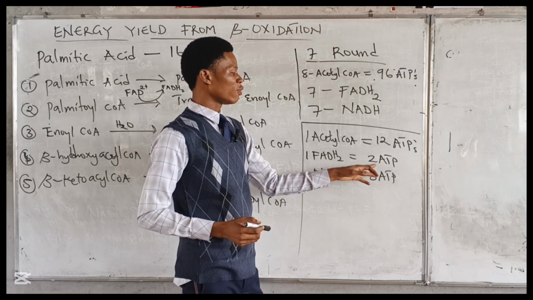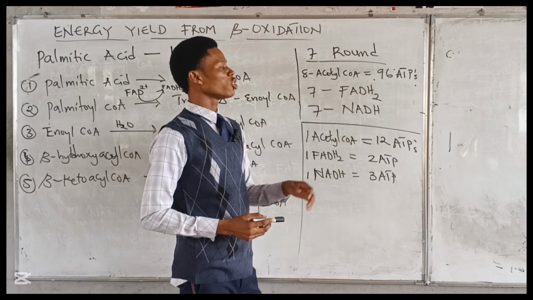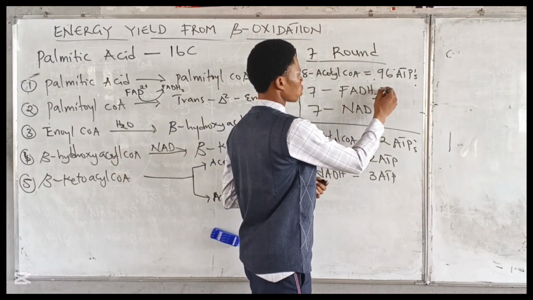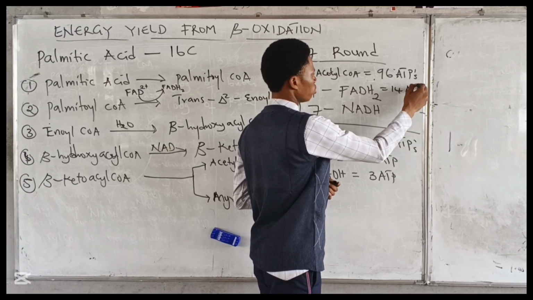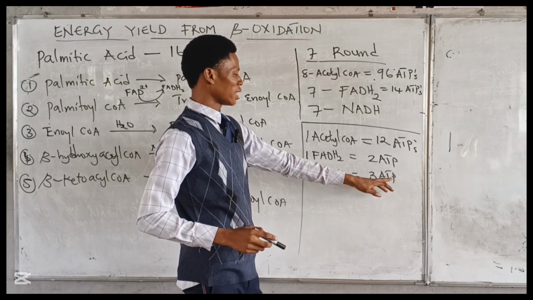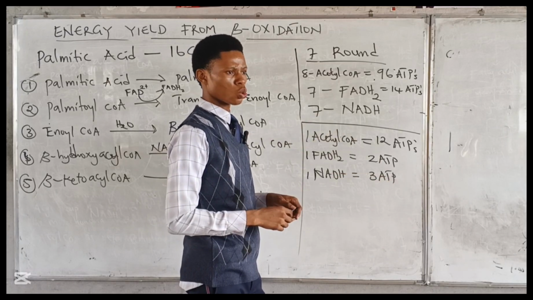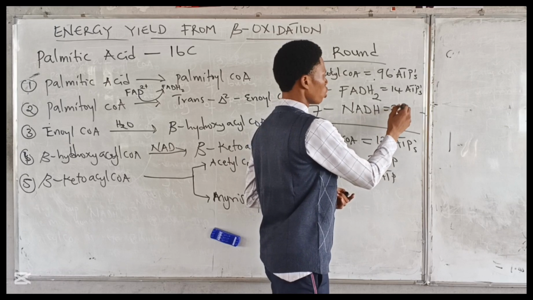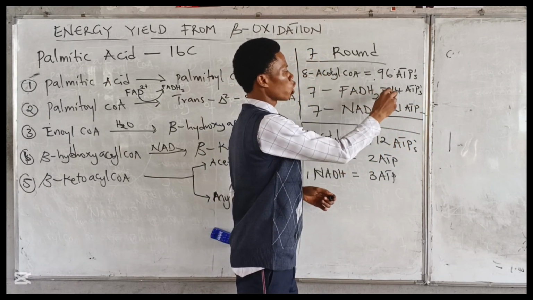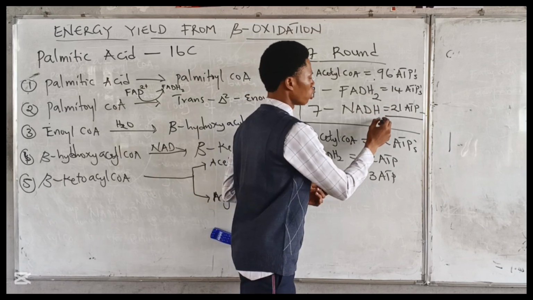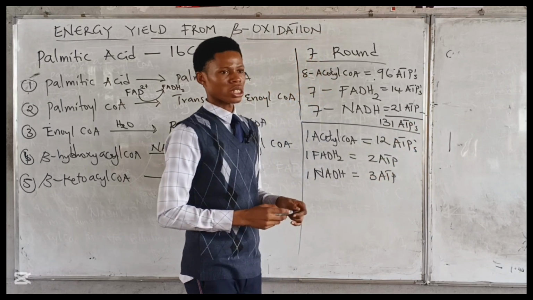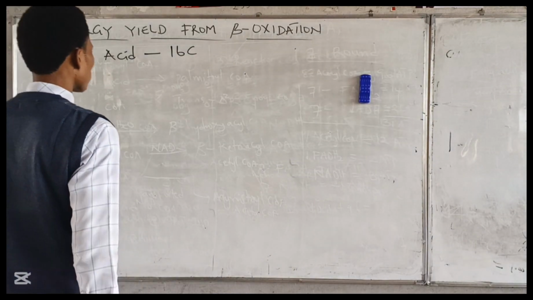If 1 FADH2 is giving us 2 ATP, 7 FADH2 will give us what? 2 times 7, which is what? 14. 14 ATPs. If 1 NADH is equal to 3 ATP, 7 will give us what? 21 ATP. Now, if you total this, 96 plus 14 plus 21 will give us what? 131 ATPs.